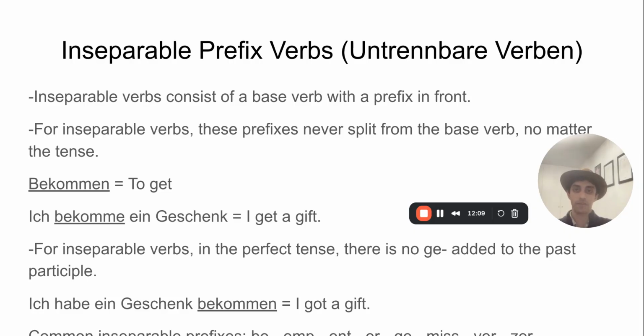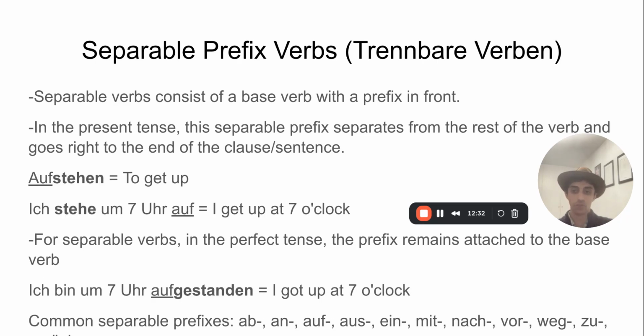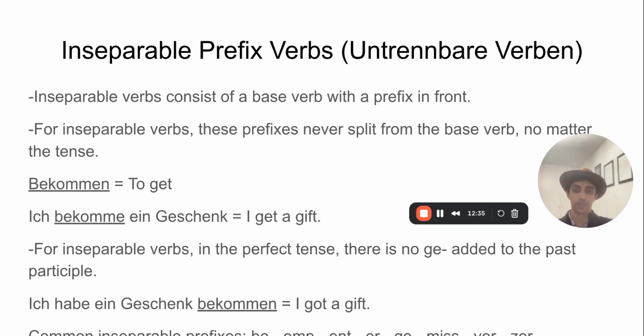In other words, if the verb starts with be, emp, ent, ge, mis, ver, or zer, that will always be an inseparable prefix verb. If it starts with any one of those prefixes, it's got to be an inseparable prefix verb. So you can simply memorize that these prefixes are for inseparable verbs, and those ones that we saw before on this slide are for separable verbs. So a bit of learning to do, but once you've done that, that'll help massively in recognizing them.